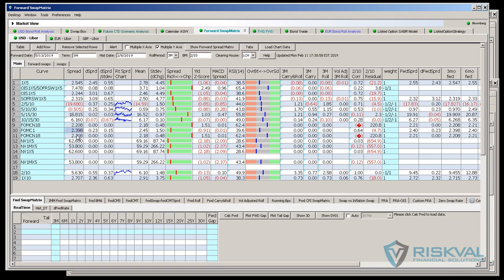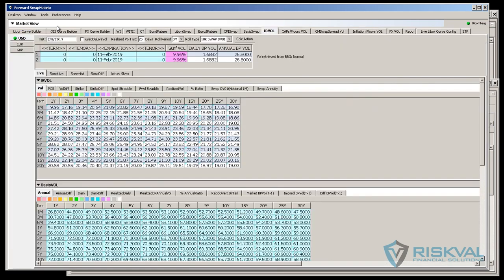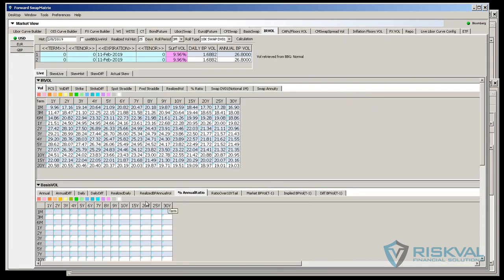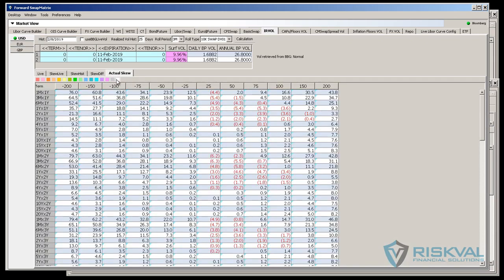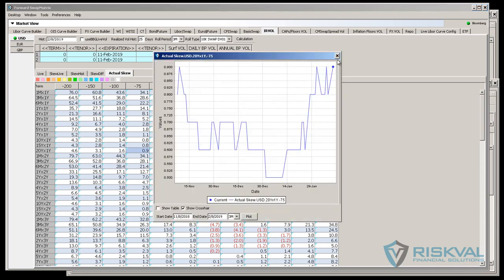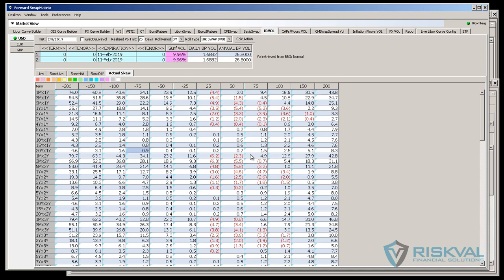Our historical data includes vol, realized vol that you can calculate on the fly, the annual vol ratio between them, and even vol skew history, which we receive from multiple dealers. And all of this data you can double click to analyze historically and build trading strategies such as reversals.